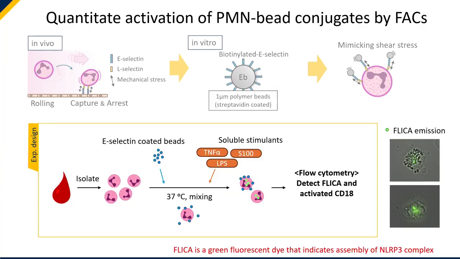Neutrophils are isolated from fresh blood and sheared in a test tube for 20 minutes. Then, activation is quantified in response to attachment to E-Selectin coated beads, with or without TNF-alpha and LPS stimulation. Cells are fixed and analyzed by flow cytometry. FLICA is a fluorescent dye that binds to caspase-1 of the inflammasomes, which can indicate the degree of NLRP3 inflammasome activity.